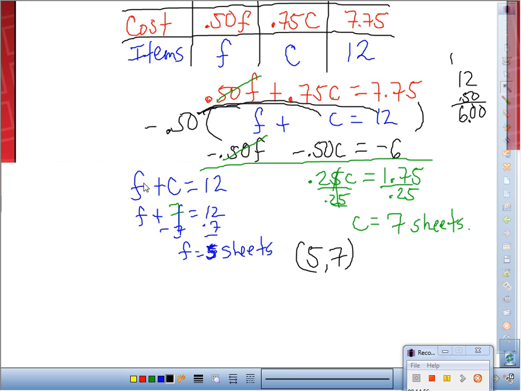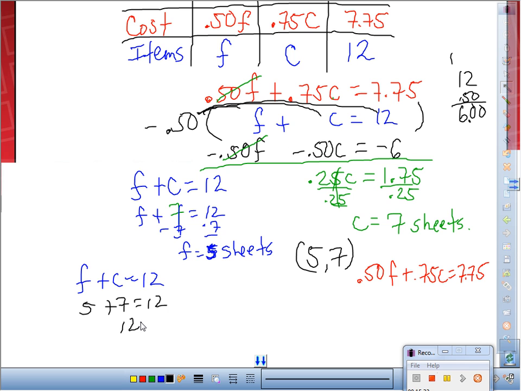So I'm going to get my first equation, the one in blue, F plus C equals 12. And the other one that I'm going to check is 0.50S plus 0.75C equals 7.75. Yes, because we want to make sure that the number of items equals the amount of money she's going to spend. So let's see. F is 5, C is 7, and 12 equals 12. That works. Very good. Okay.